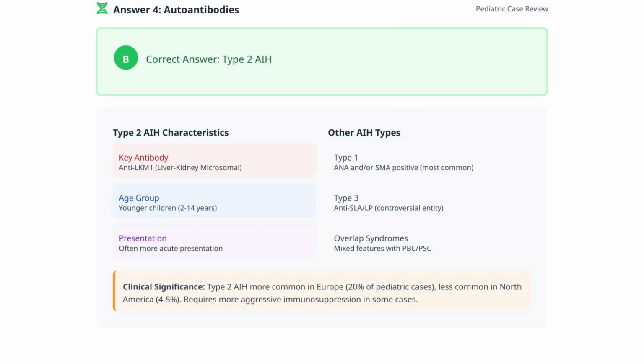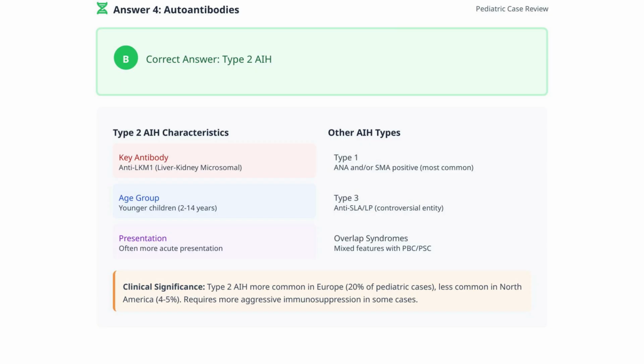Type 2 AIH. Autoimmune hepatitis is classified into different types based on autoantibody profiles. Type 2 AIH is characterized by the presence of anti-liver kidney microsomal type 1 antibodies. This subtype typically affects younger children, with a peak age of 2 to 14 years. Type 1 AIH is characterized by anti-nuclear and/or anti-smooth muscle antibodies and affects all age groups. Type 3 AIH, defined by antibodies against soluble liver antigen, is less commonly recognized.